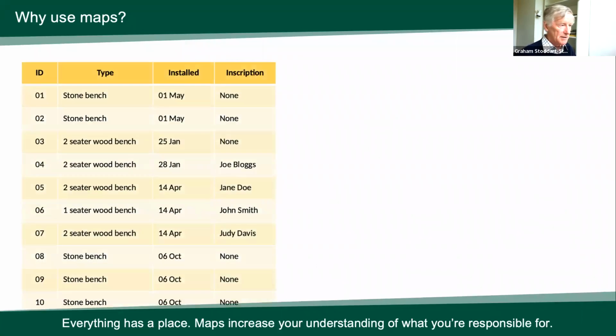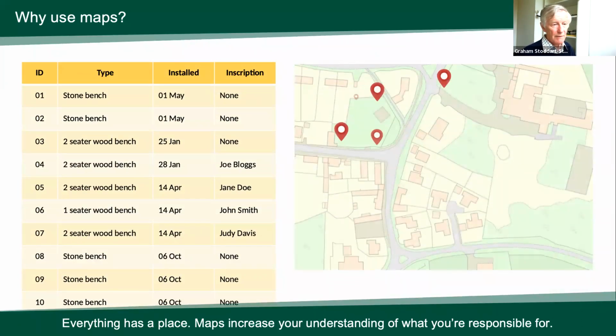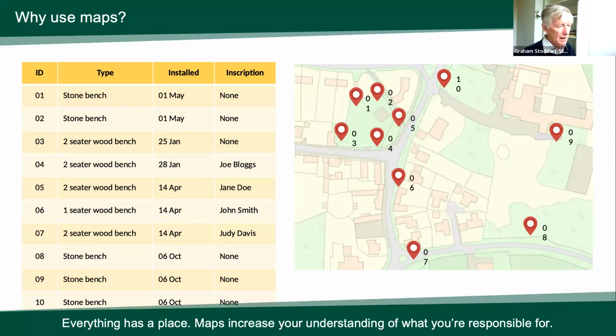So why do we use maps in the first place? Well, I think that we're talking about what's called location-based data. So everything on a map has a point, has a place, and by clicking on any of the places, you can bring up the associated data record like the one on the left.